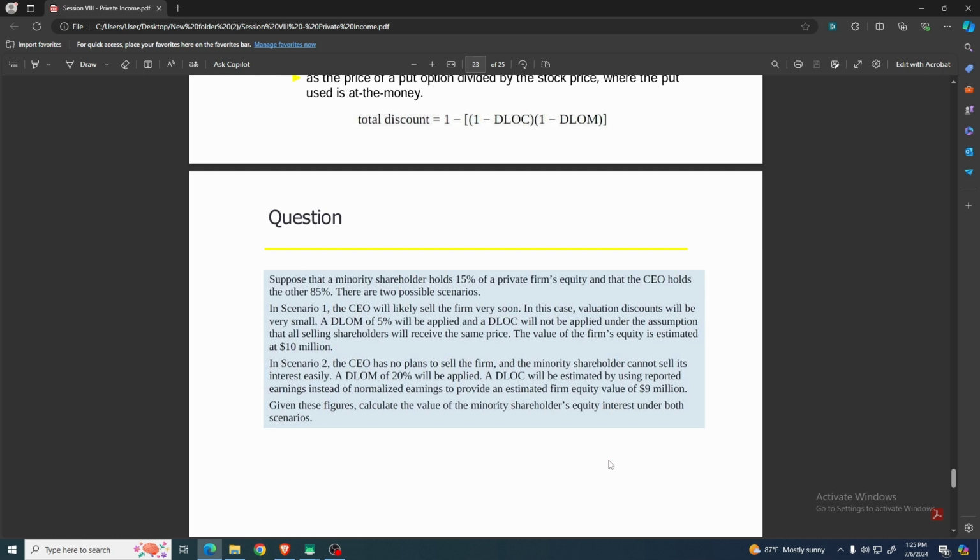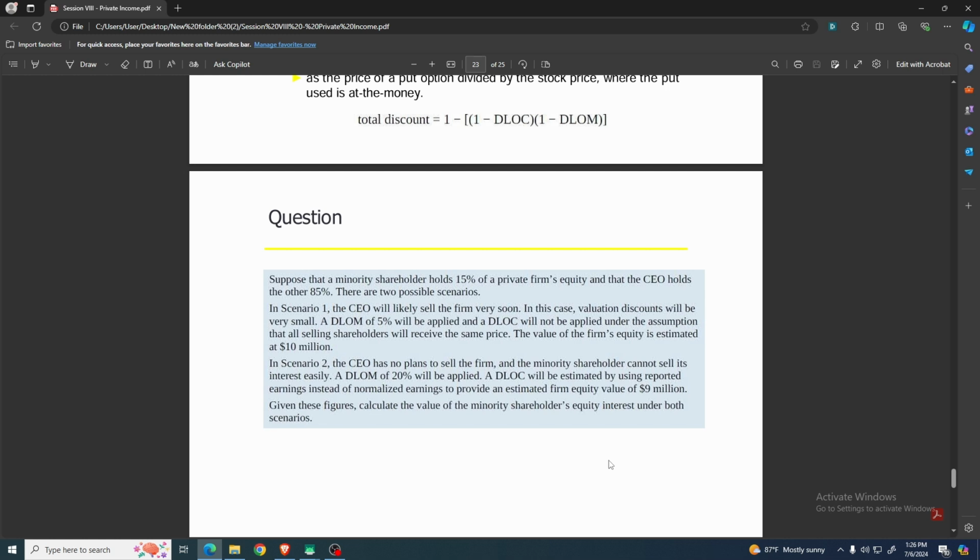So the small discount for lack of marketability, 5%, would reflect the firm's upcoming liquidity, because the CEO is obviously going to sell the firm, so more money is going to flow soon. So this would reduce the equity value slightly. Since no DLOC is going to be applied, the primary adjustment is through the DLOM, which results in the final equity value of $1.425 million for the minority shareholder, which would slightly reduce the current equity value of the minority shareholders. Then scenario 2.